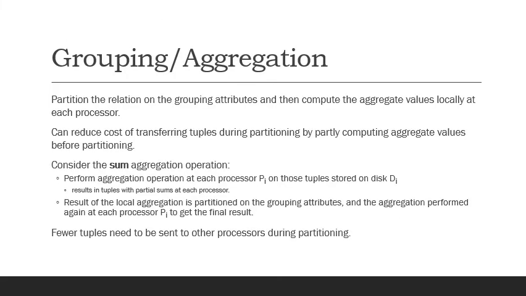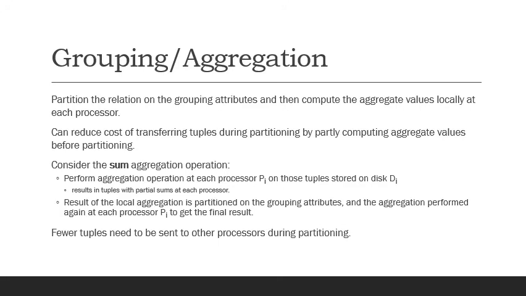Grouping or aggregation operation. We can parallelize the operation by partitioning the relation on the grouping attributes and then computing the aggregate values locally at each processor. This can reduce the cost of transferring tuples during partitioning by partly computing aggregate values before partitioning.